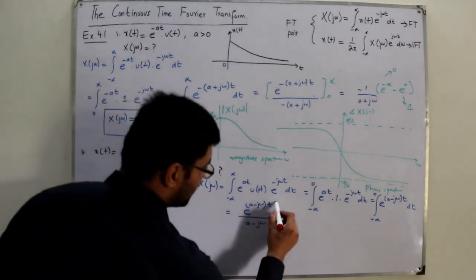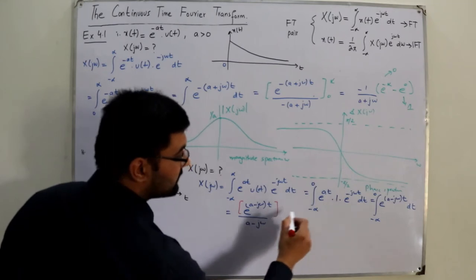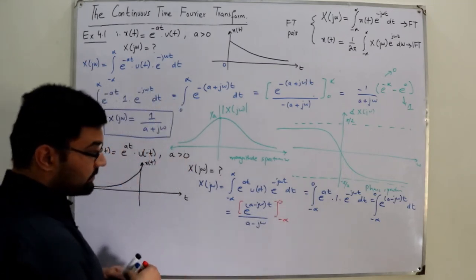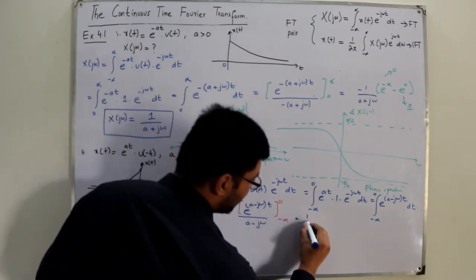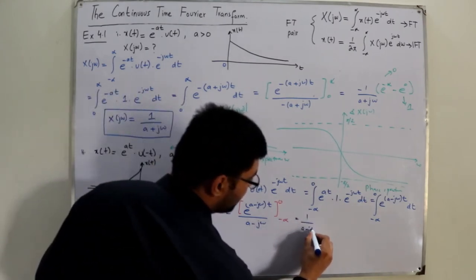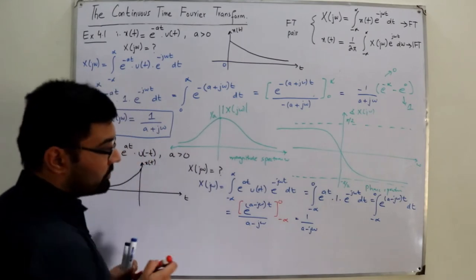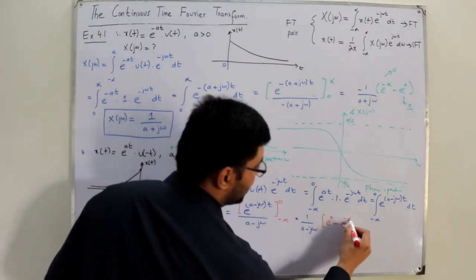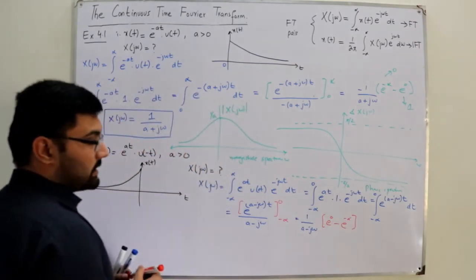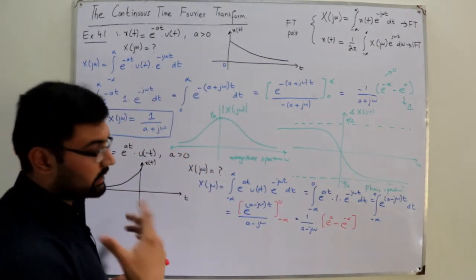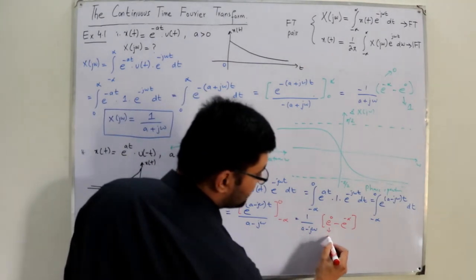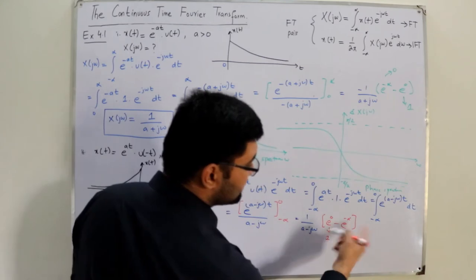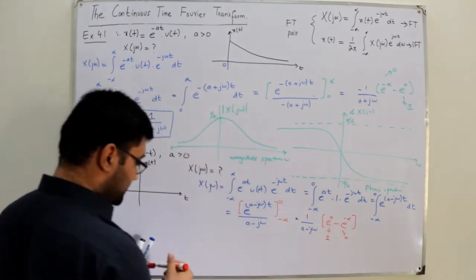So you have to put the limits as well. And what are the limits? They are zero and negative infinity. So now what I can do is, if I have 1 upon a minus j omega, I have it over here. Now for the limit, if you put the limit zero, exponential of zero and then exponential of minus infinity. So exponential of zero is what? It's 1. And exponential of negative infinity is what? It's 0. So you have this thing to be 1, and 1 multiplied by this thing would be 1 again.